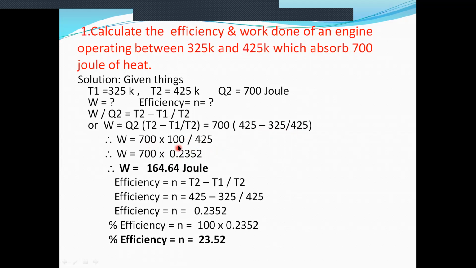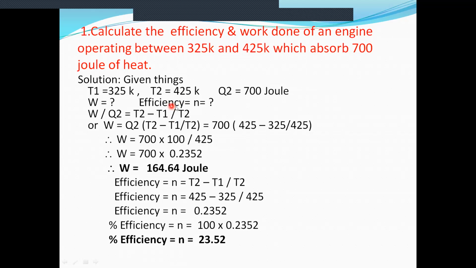So 700 into this 100 divided by 425. This division becomes 0.2352. So this is the W. Now multiply 700 into 0.2352. It becomes 164.64 joule. So this is the work done. That is, the answer is 164.64 joule.